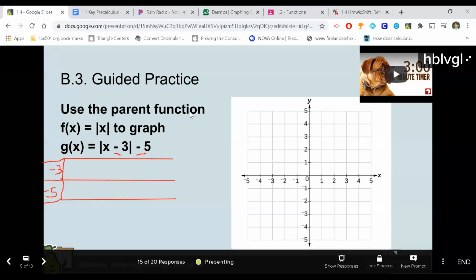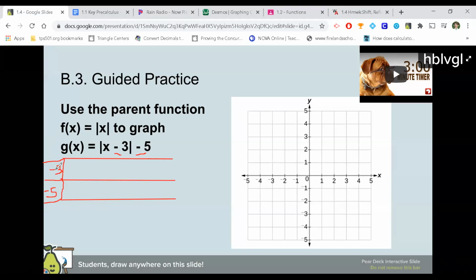Okay, pretty much everyone that's responded has gotten the correct answer. The -3, I'm actually really impressed. Nobody said right, or nobody said left. Everyone said that moved it right 3. And then the -5 would go down 5. So again, this is the parent function, which I'll do in blue. This is f of x.